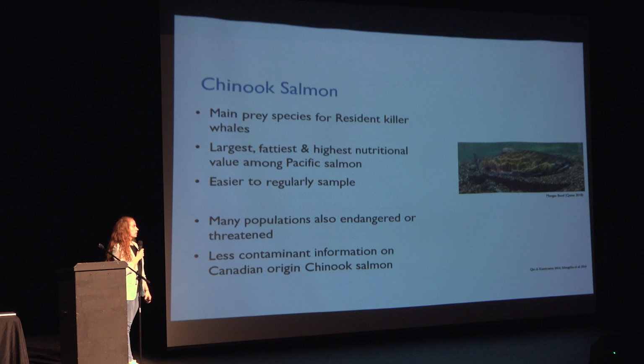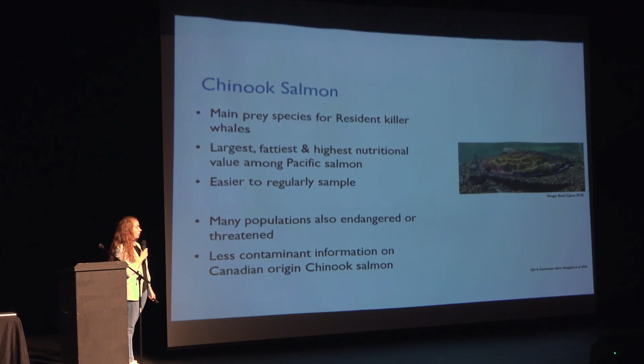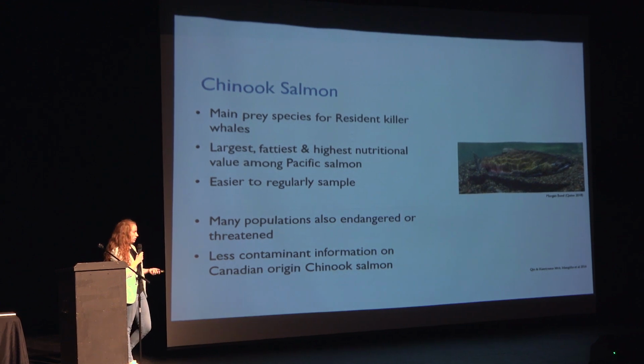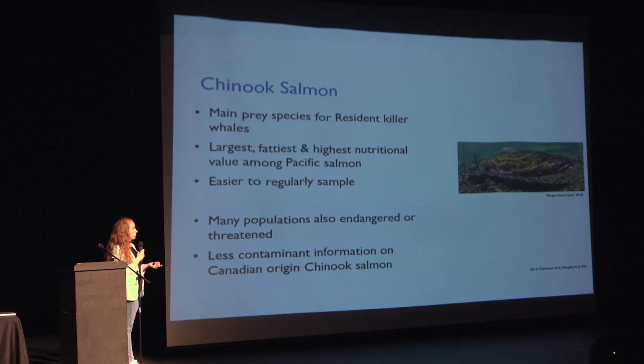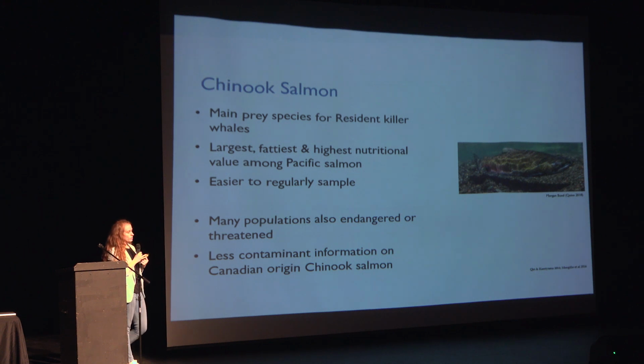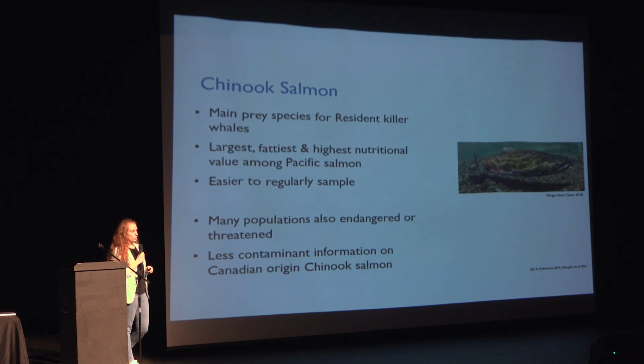Because the southern resident killer whales are extremely endangered and we don't want to stress them out any more than they already are, but we still want to characterize their contaminant exposure, we look to their main prey source, Chinook salmon. As we all know, southern residents value Chinook salmon over all the other Pacific salmon species, most likely because they're the largest salmon species, they're the fattiest, so they have the highest nutritional value. And they're also easier to regularly sample than the endangered southern residents.